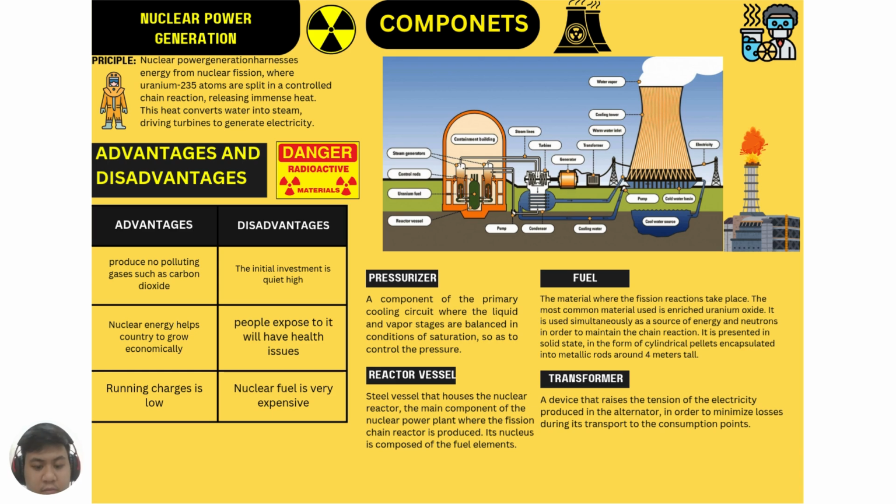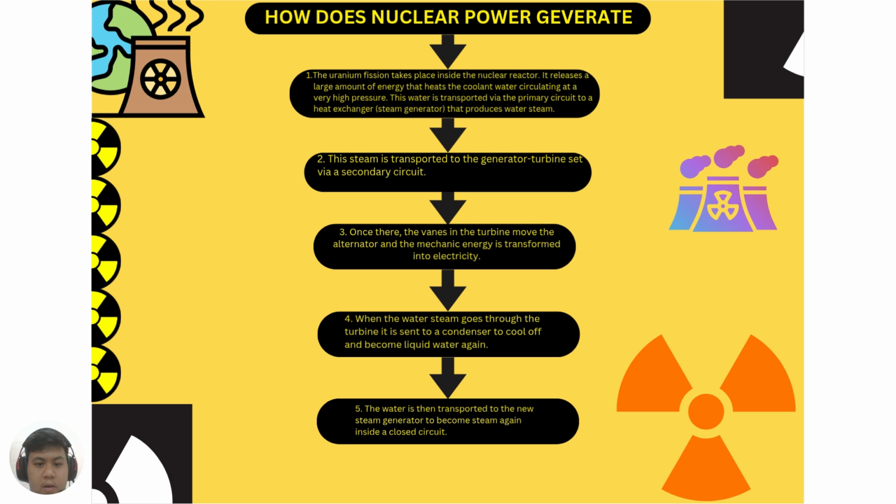And finally, we have the transformer. The transformer is a device that raises the voltage of the electricity produced in the alternator. The transformer releases the electricity produced in order to minimize the losses during transport to the consumption points. It is also there to provide energy to compensate for any losses at that point as well.